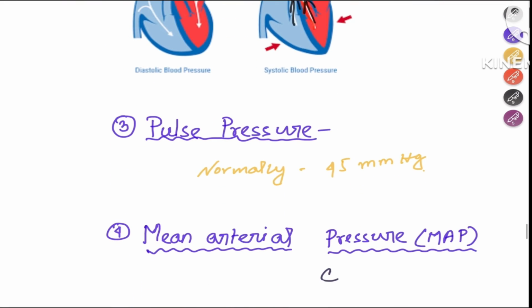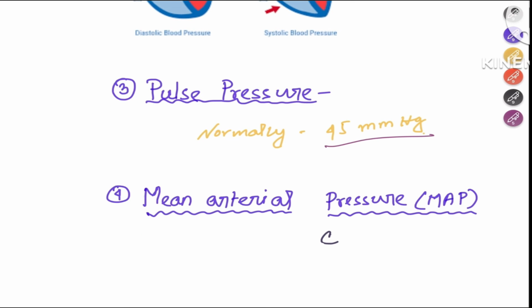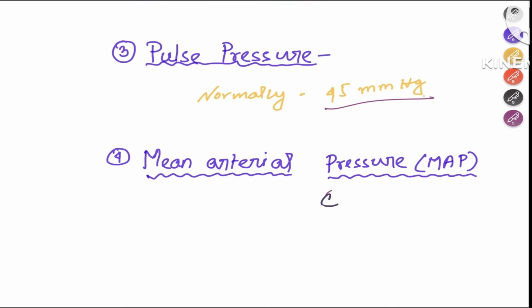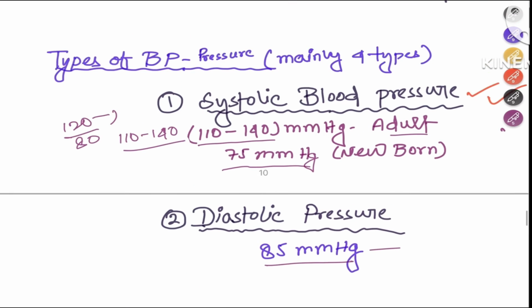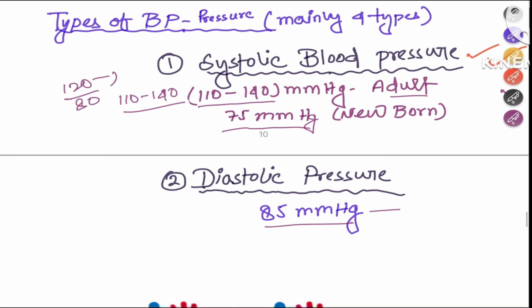Next, we will see the pulse pressure. Pulse pressure is measured where we are measuring the pulse. It's normally 45 mmHg. Mean arterial pressure is the average of all these pressures. It's not commonly used, but sometimes doctors can refer to this also. So these are the types of BP we will see.